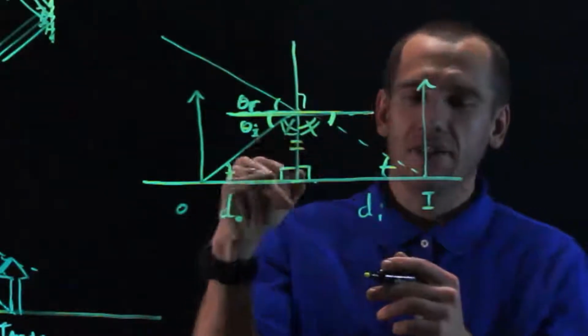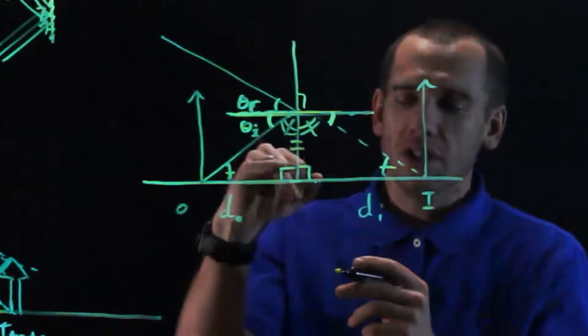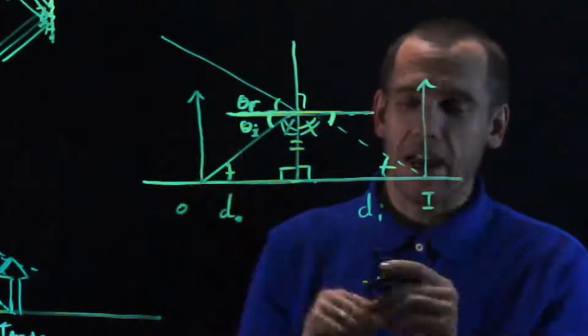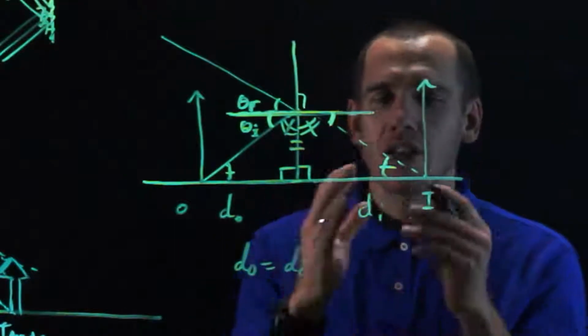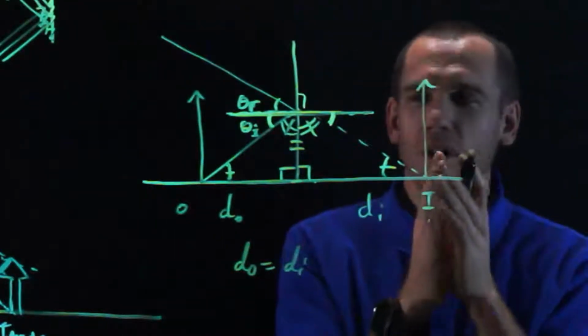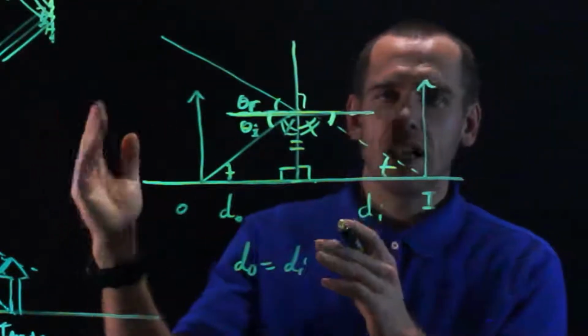So what I have is angle side angle and a right triangle, which tells me that these two triangles are in fact congruent. So the object distance is equal to the image distance. So the image in the mirror appears as far behind the mirror as the object is in front of the mirror.